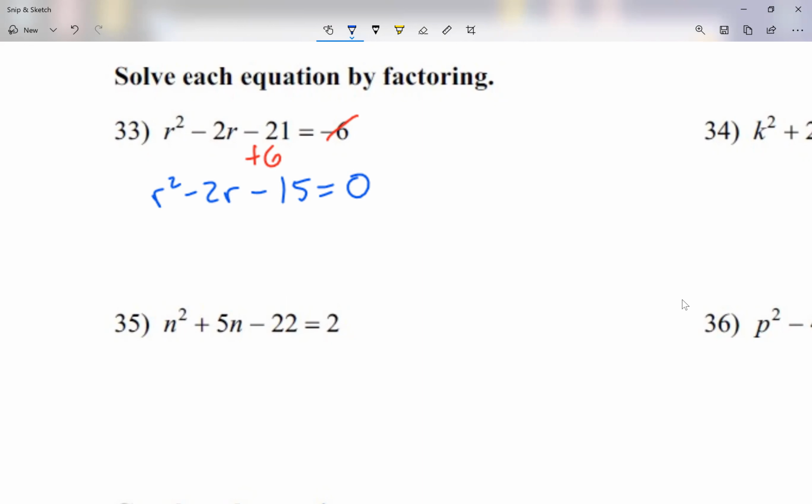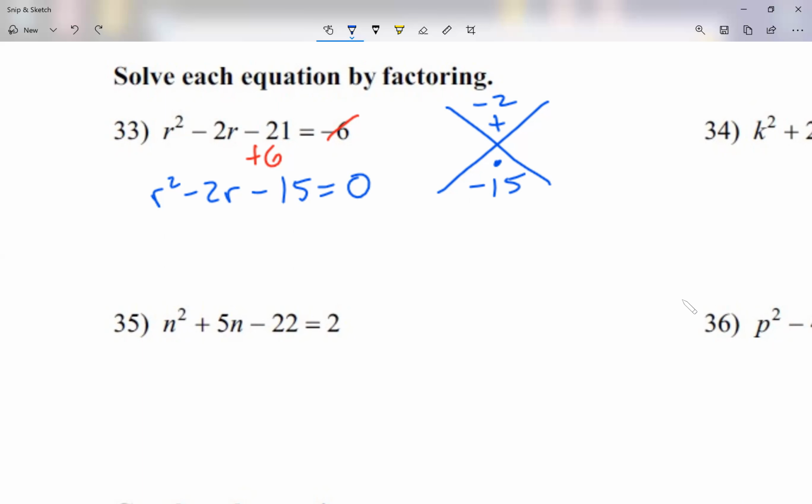Now factoring, remember we used to do this X thing, the diamond thing. I'm looking for two numbers that when I multiply them, I get negative 15. You guys see where I got the negative 15 from. But when I add my numbers, I get negative 2. You guys see where I got the negative 2 from. So again, I'm looking for two numbers that multiplied equals negative 15, added is equal to negative 2.